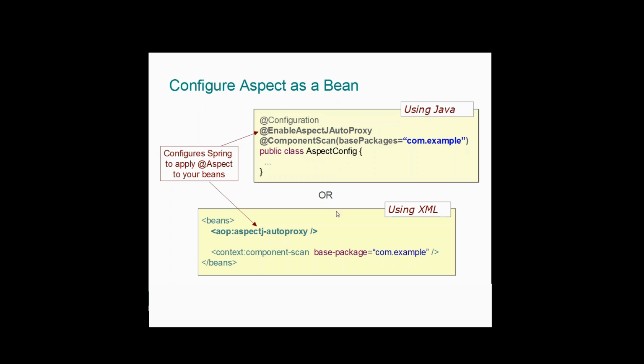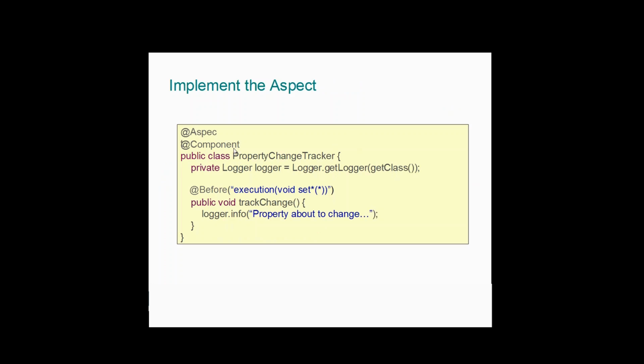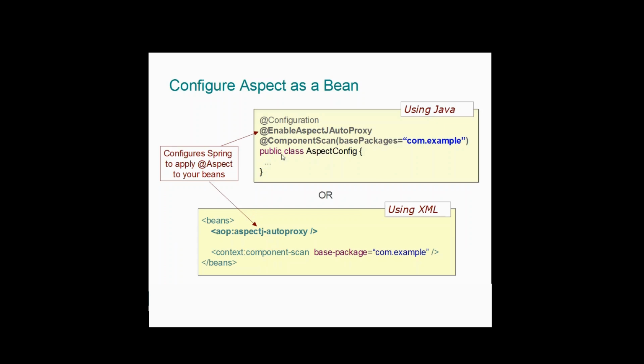In case of XML, I'll add this namespace, which is the aop. I say aspectj-autoproxy is my tag. So in case of XML, you do this. In case of Java configuration, you add this EnableAspectJAutoProxy. Okay, and since I have added this as a component here, I will have to scan it and turn it into a bean. So for that, I create a component scan.